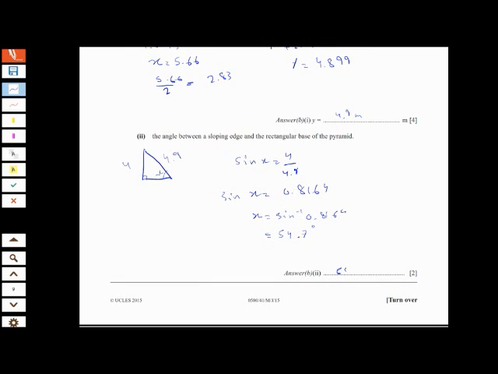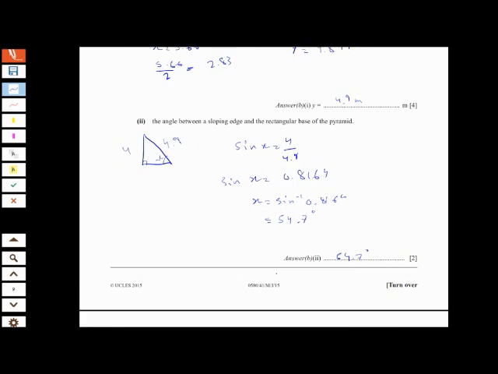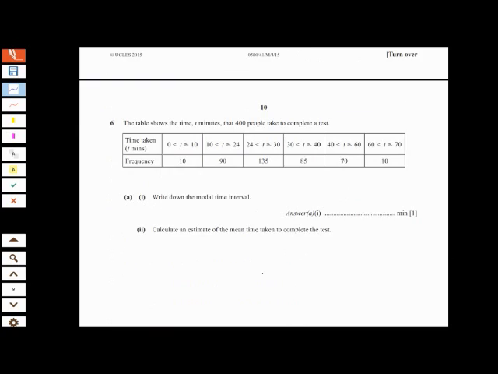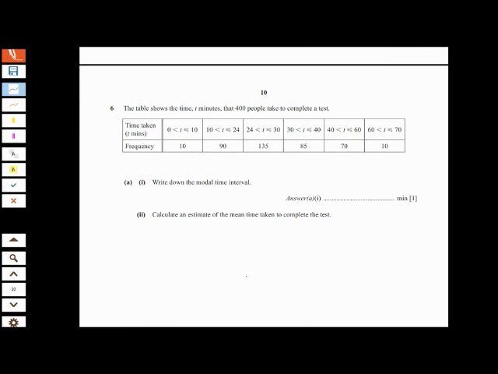On to the next question. The table shows the time, t minutes, that 400 people take to complete a test. Write down the modal time interval. So obviously the modal time interval is between 24 to 30 because 135 is the highest number here. Frequency means the number of times it's repeated. So it's this one, 24 to 30.